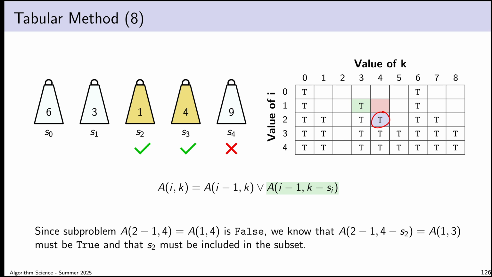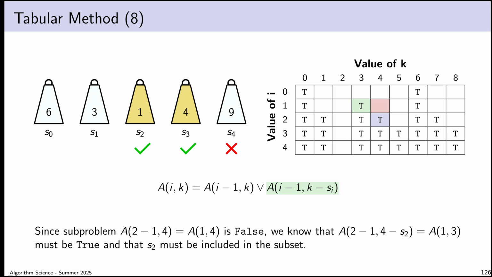And I hope you're seeing the pattern here. Basically, if the thing above me is false, then I have to include the weight that I'm on, the weight Si. If the thing above me is true, then I just decrement I and try again. I don't bother with Si, I just go back to I minus 1. So there is actually a pretty clear pattern that I'm following here.